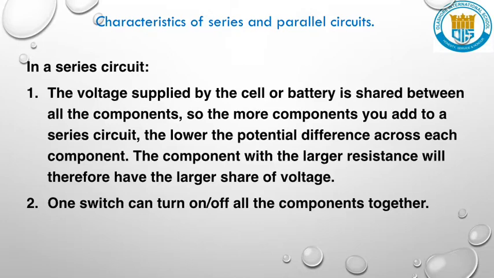Also in series circuits, one switch can control all the components because all the charges flow through all the components at the same time. So once you put a switch somewhere to break up the circuit, then what you can have is a switch controlling all the components at a time. So one switch can control all components in a series circuit.